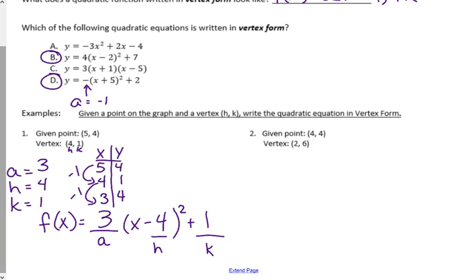So we're going to do the same thing for number 2. We have our given point, (4, 4). We have our vertex, (2, 6). So we need to find our A. We have an H, and we have a K. So our H is 2, K is 6. And let's make our table, X and Y. We have 4, 4, 2, 6, and some number and 4.